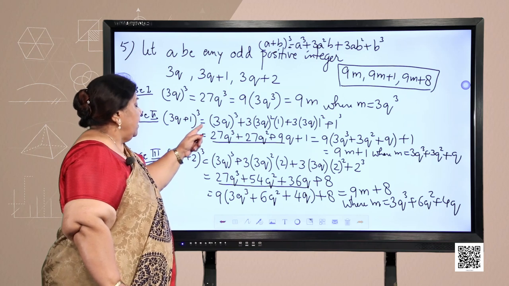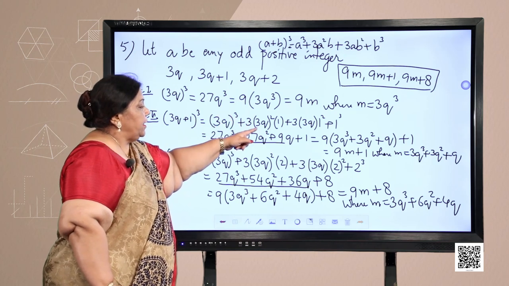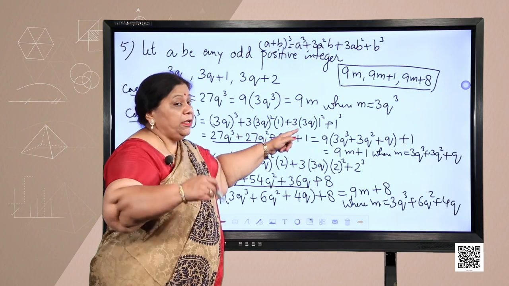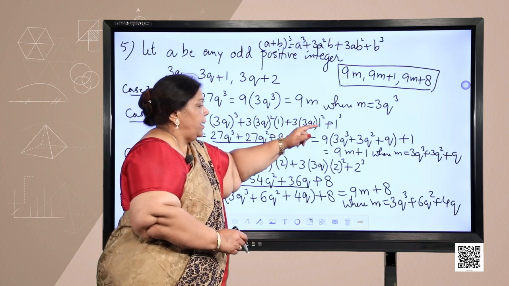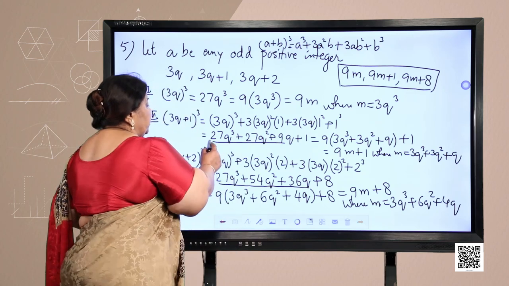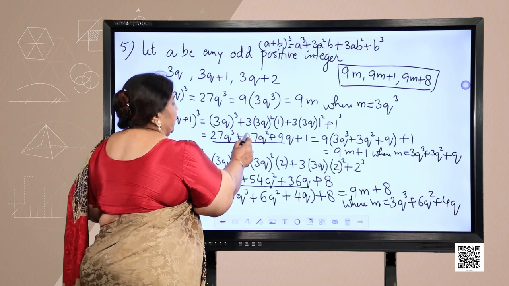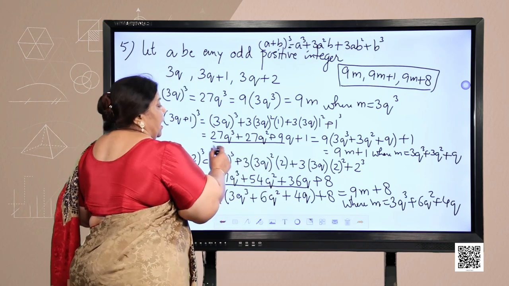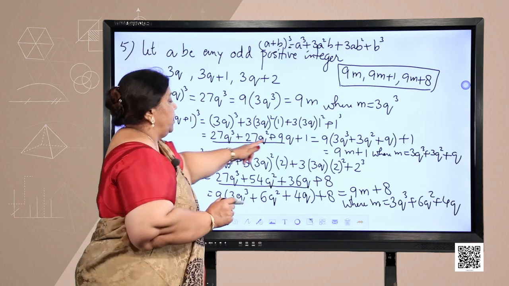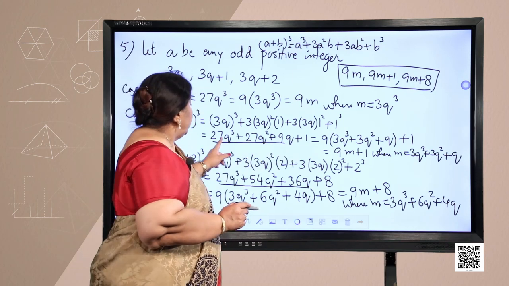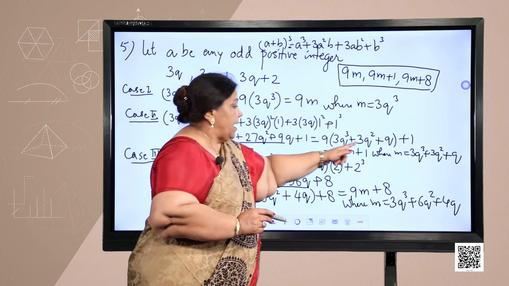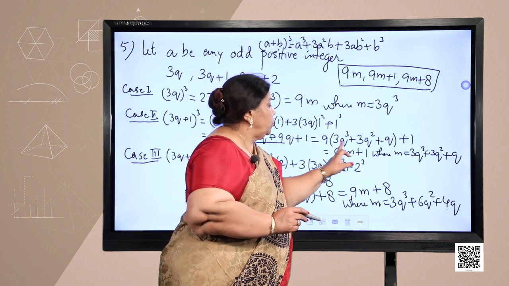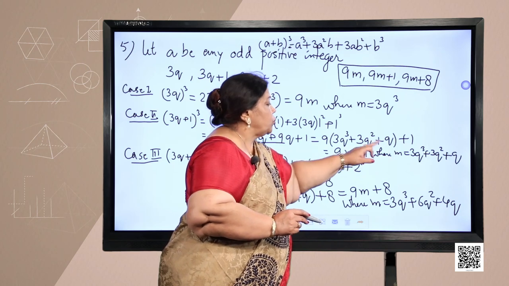In the second case, I had 3q plus 1 whole cube. Here, on expanding, I get 3q whole cube plus 3a square b. That gives me 3 into 3q square into 1 plus 3ab square. So, 3 into 3q into 1 square plus 1 cube. This on simplification gives me 27q cube plus 27q square plus 9q plus 1. Notice that I can take common as 9 in the first three terms, which gives me 9 into 3q cube plus 3q square plus q, plus 1. That means I can express it as 9m plus 1, where m is equal to 3q cube plus 3q square plus q.